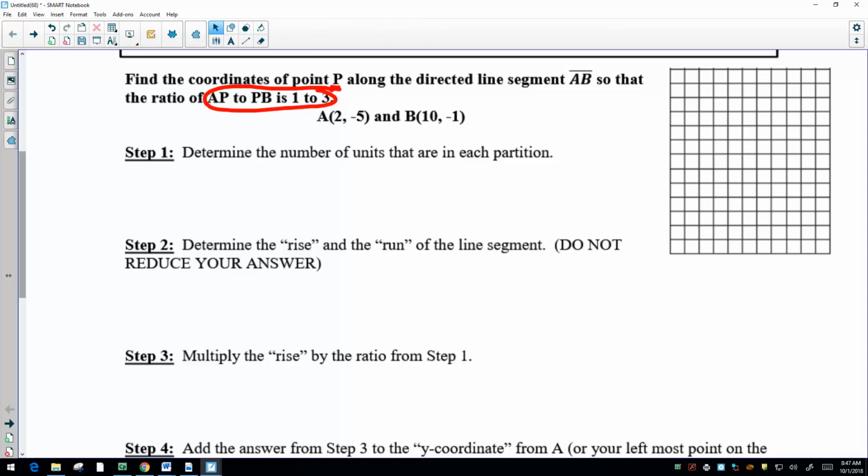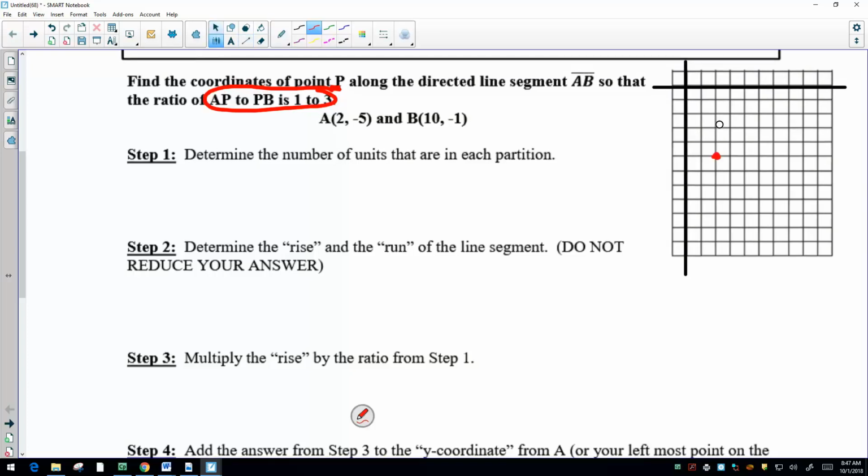So first thing I would say is let's graph the points out just so we can see where they're located and give us a better idea of what we're going to be dealing with. Okay, so there's 2, -5, and then we have the coordinate 10, -1. So if we count 1, 2, 3, 4, 5, 6, 7, 8, 9, 10, down 1, there's point B, and the segment that we're dealing with is the segment that's connecting A to B.